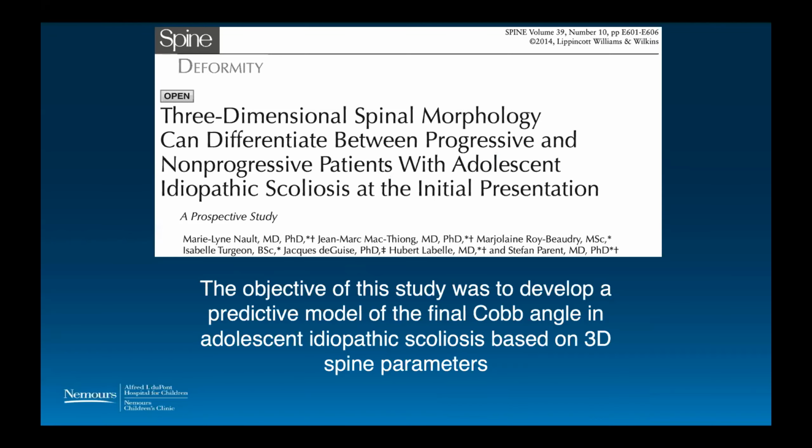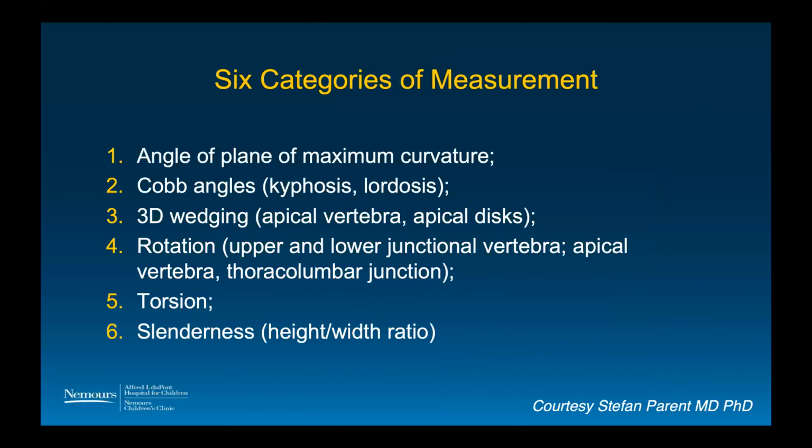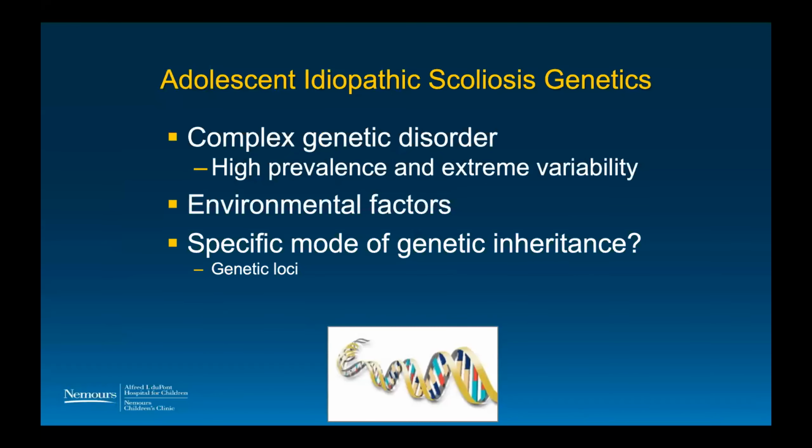Here, they're looking at 3D progression factors for risk of progression. And they're looking at 6 different categories of measurement, looking at the 3D EOS imaging, looking at the angle of curvature, at the wedging, not only of the bone, but of the disc, and also the torsion and the slenderness of those vertebrae. It's been very accurate. And just looking at the first film is about an R-squared value of 5%. The second film is an R-squared value of 0.7%.